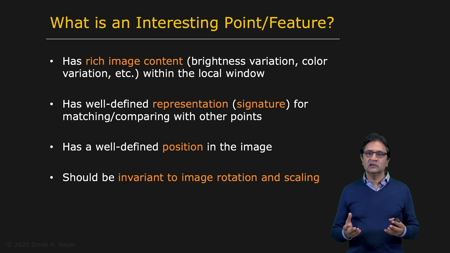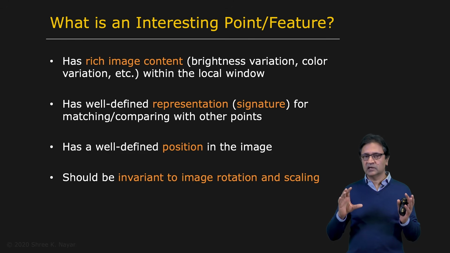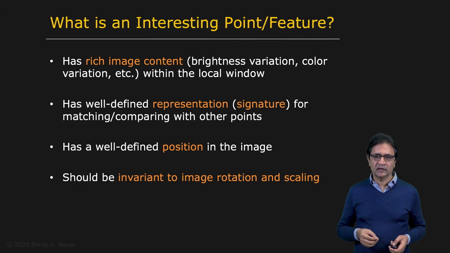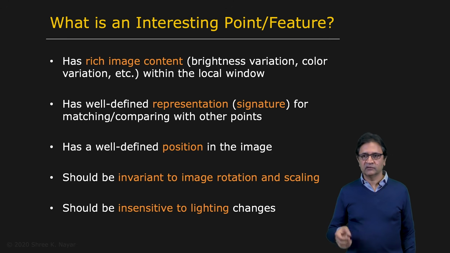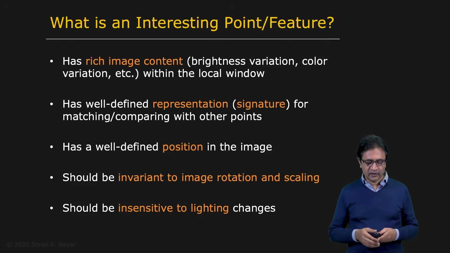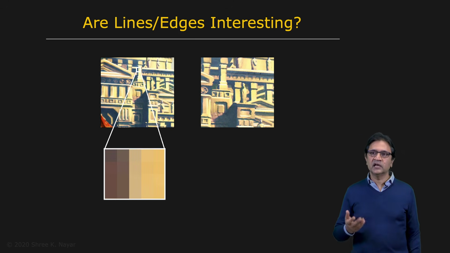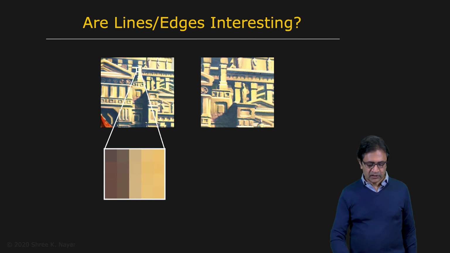It should be invariant to image rotation and scaling. So if you want to find things under arbitrary rotations and scales, the interest point itself should be able to produce a signature that finally is invariant to image rotation and scaling. And finally, it should be insensitive to things like lighting, as we mentioned before. So all this said, with this list of desirable attributes, the question again is, what then would be a good interest point? So first question, the obvious one, are lines and edges good interest points? Well, let's take a look at that.